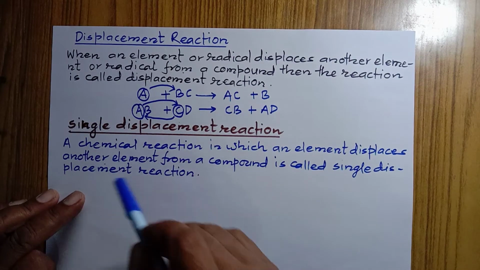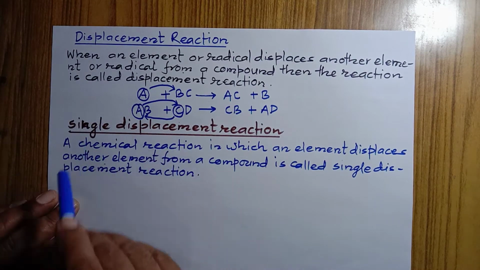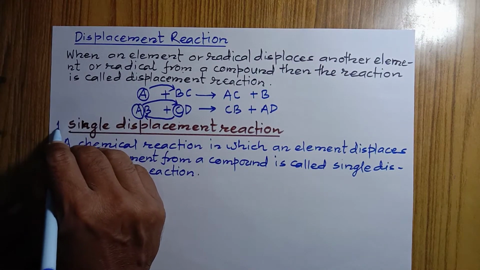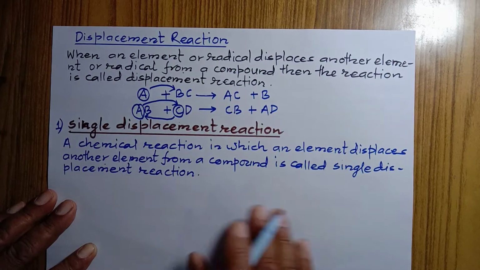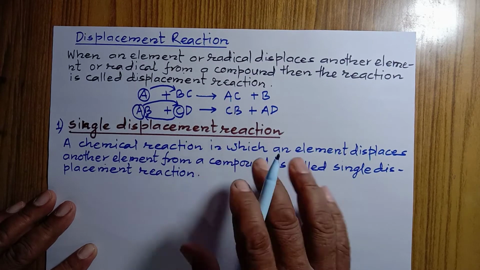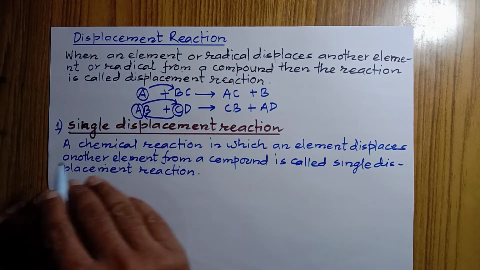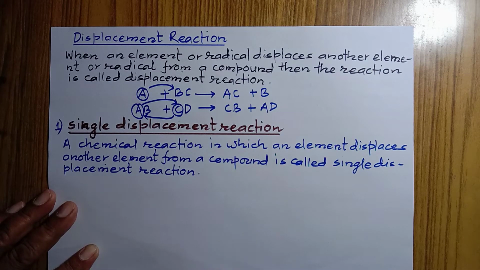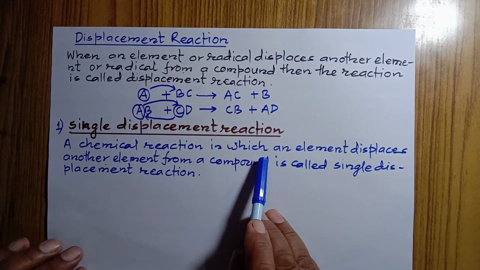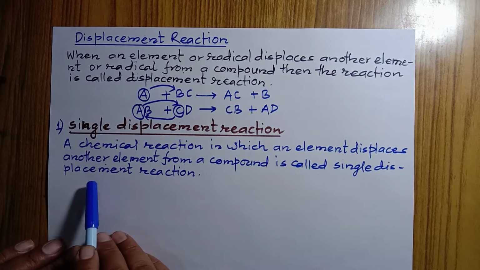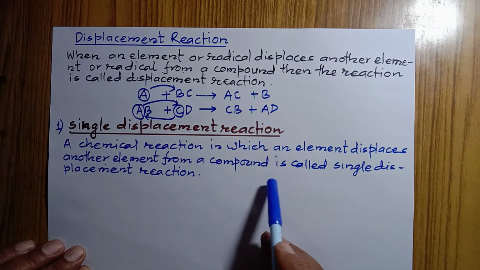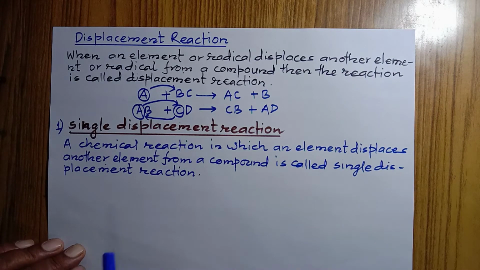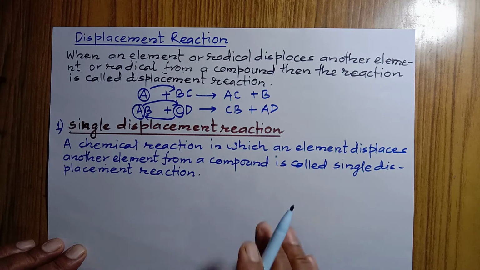Now it is of two types. I have written here. This first type is single displacement reaction, and the second type I'll write later, double displacement reaction. It is written at the back. Okay, what is single displacement reaction? A chemical reaction in which an element displaces another element from a compound is called single displacement reaction. Means, just take example.